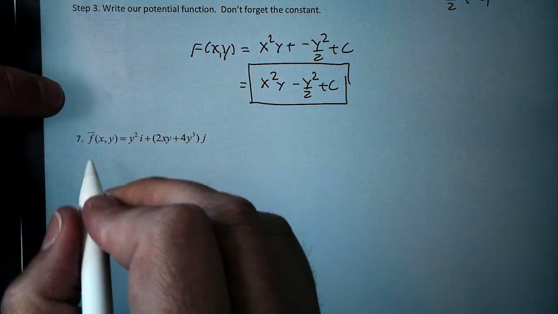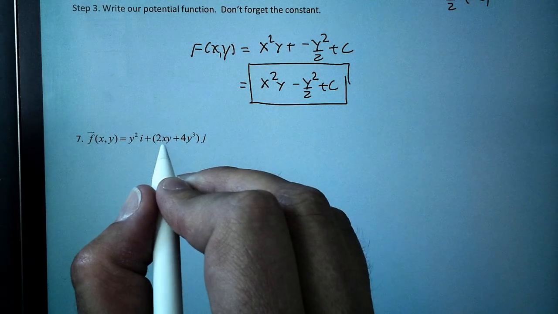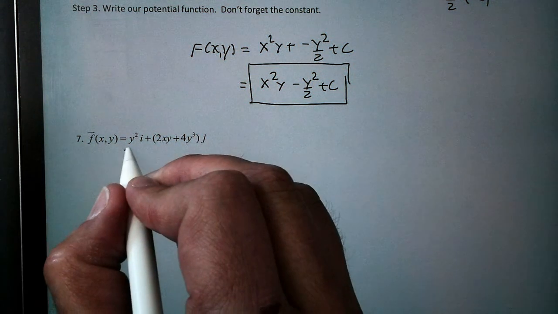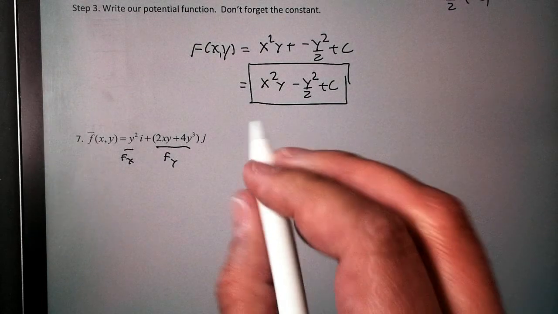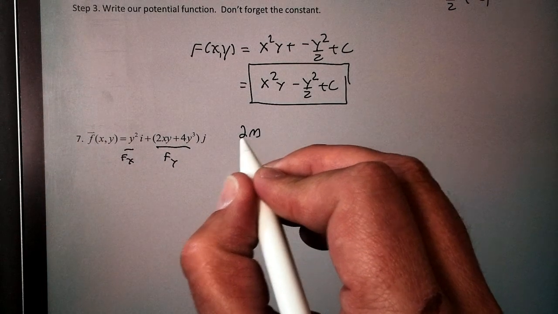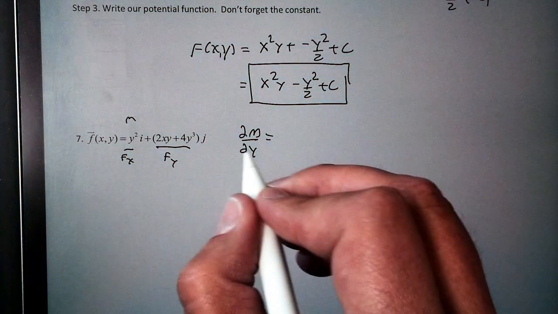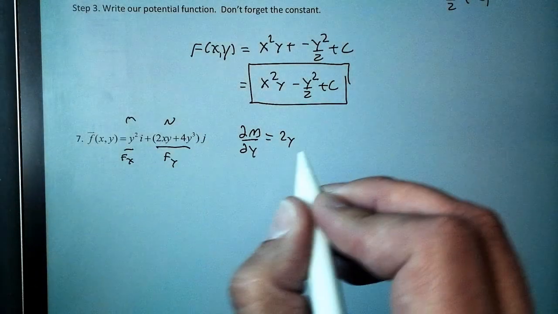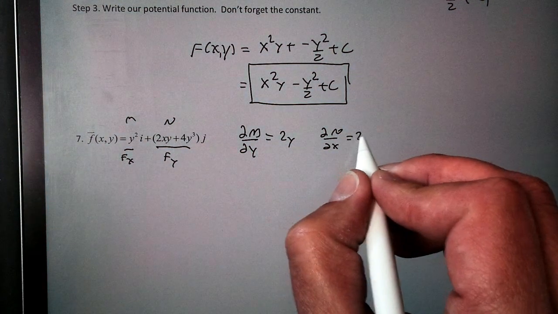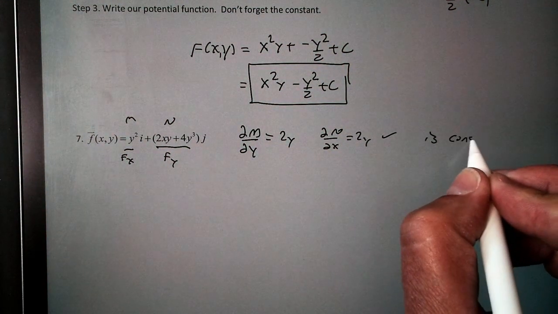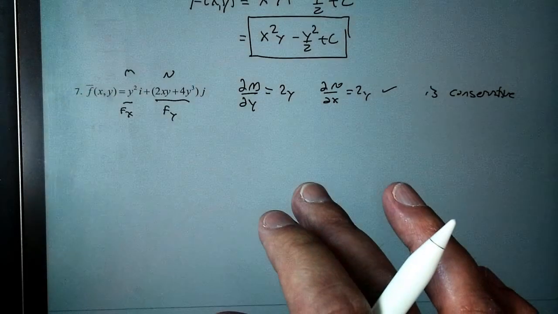So let's take a look at another example here. Here we're given the vector field F of x, y equals y squared i plus 2xy plus 4y cubed in the j direction. So again, there's my partial with respect to x for my gradient. There's the partial with respect to y of my gradient. First, check to make sure it's conservative. If I take the partial here, remember this is m, that just becomes 2y, and that's n, of course. The partial of n with respect to x also becomes just 2y. So, yep, this is conservative. Always check conservative first.